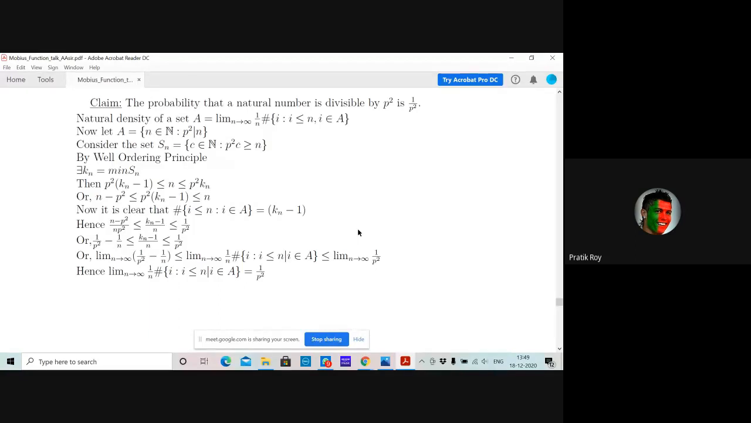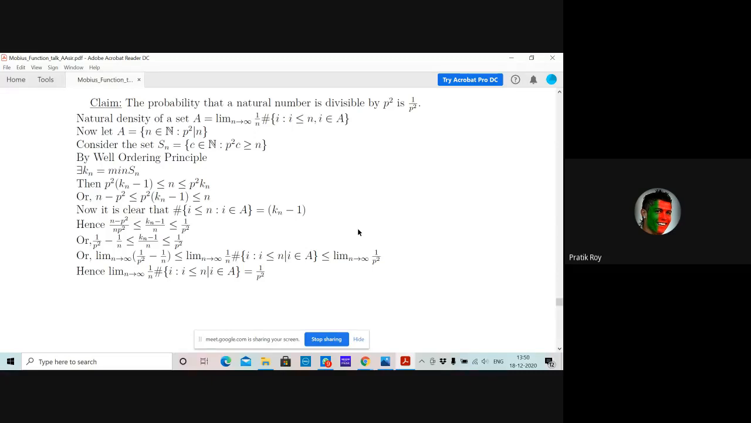Now suppose I take this set Sn. I just want to formalize this. Sn is all those multiples which are greater than or equal to n. Now I know that this set has a lower bound, because there will be a least such number satisfying this condition. It is a set of natural numbers and, first and foremost, it is non-empty. So there will be a multiple of p square that is greater than or equal to n. So by the well-ordering principle, I have a minimum.